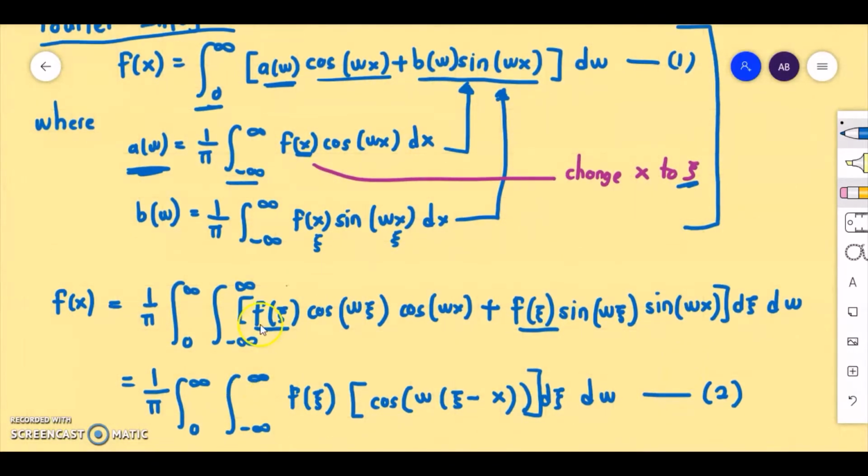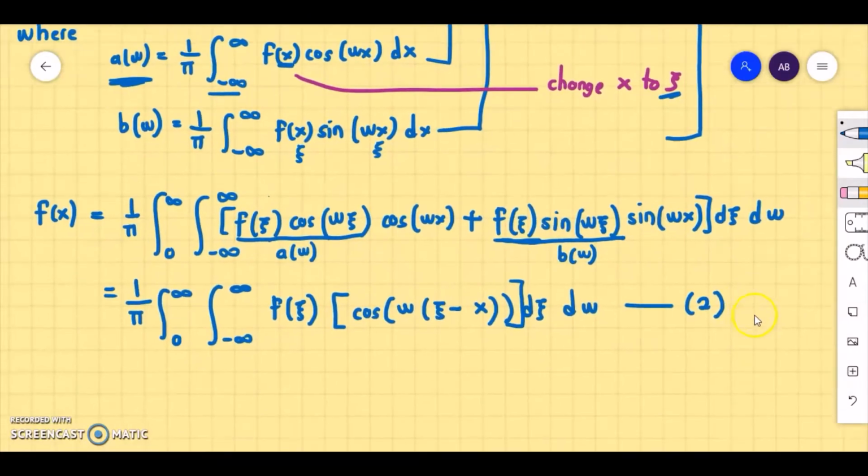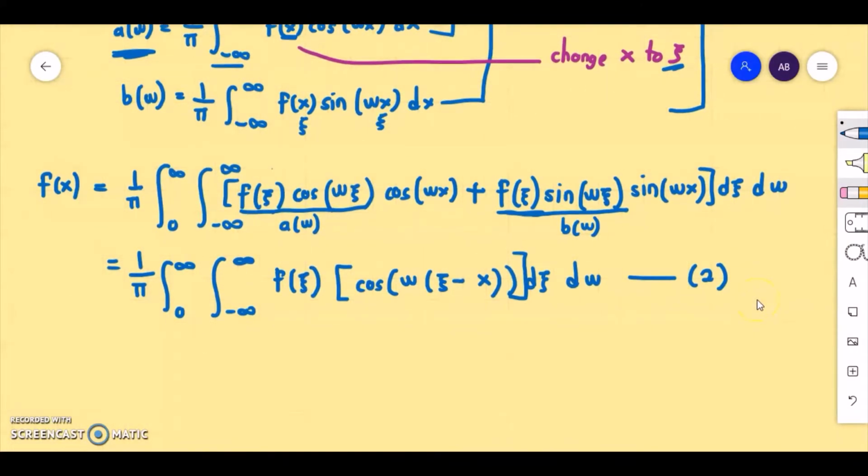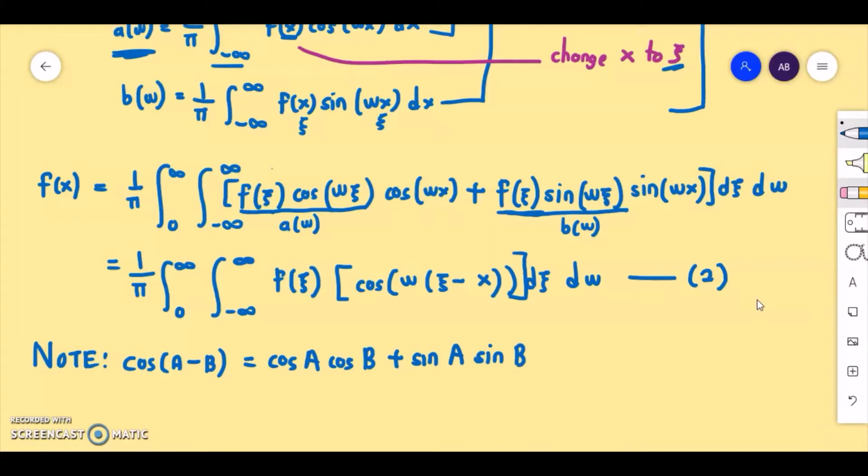So this is what I get, f xi cos omega xi. This is actually my a omega, from the equation itself. And this term here is my b omega. Now by using the trigonometry identity formula, cos, sine, and factoring out my f of xi, I should get a simplified version like this. Maybe I will write a note here where cos of a minus b is equal to cos a cos b plus sine a sine b.